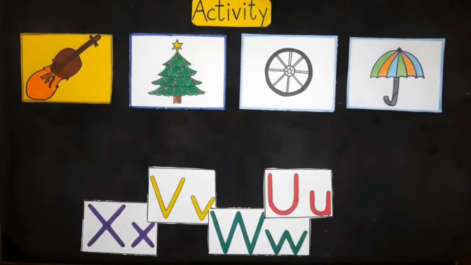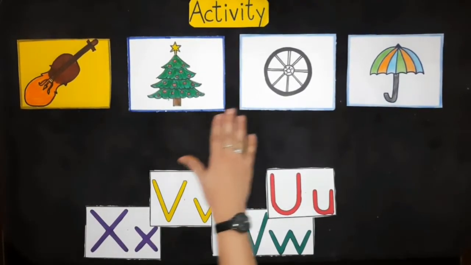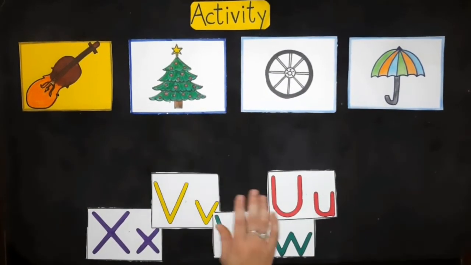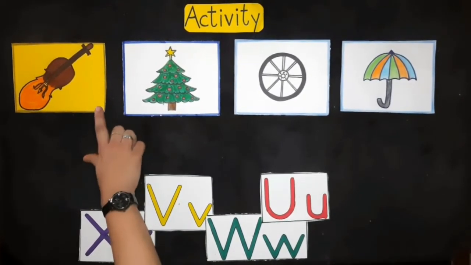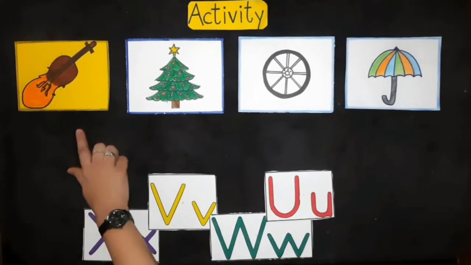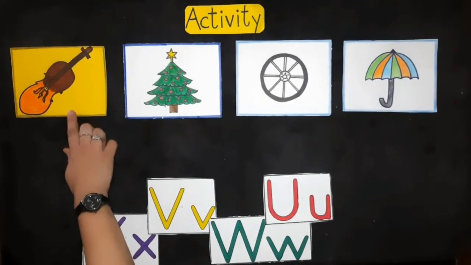Now it's activity time, children. So let's do an activity. Children, ready for an interesting activity? Yes. Children, I have taken your flashcards of pictures related to alphabet U, V, W and X. You have to recognize the picture and place appropriate alphabet under that picture. So let's begin. Now tell me, which picture is this, children?